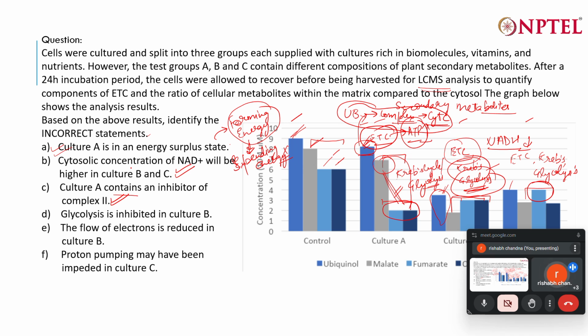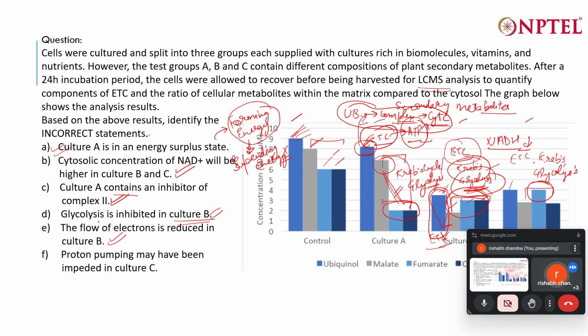Okay, then glycolysis is inhibited in culture B. So this is an extrapolation because the metabolites of the Krebs cycle, that is malate, fumarate, and oxaloacetate, are very less in this case. So we can say that glycolysis is actually inhibited in culture B. That's why Krebs cycle metabolites are also inhibited. Then the flow of electrons is reduced in culture B. So in culture B, because ubiquinol levels are really less as compared to the control group, yes, flow of electrons, that is ETC, is being disturbed here. Okay, so this is also correct.